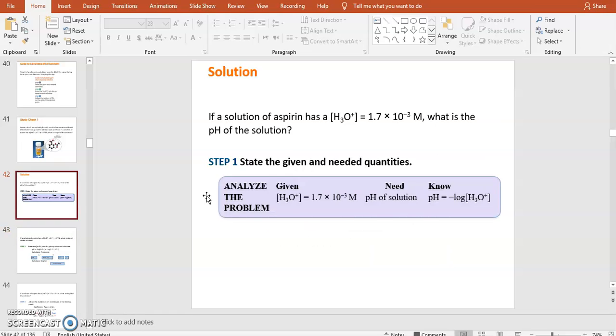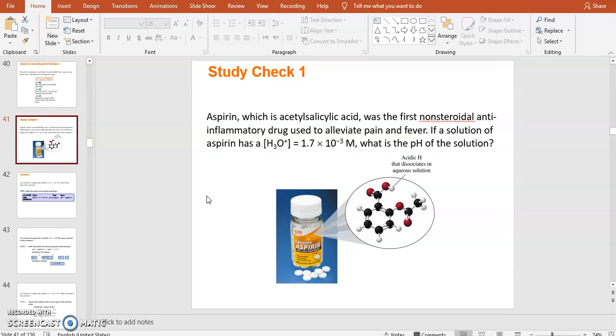So the problem here is saying aspirin was the first non-steroidal anti-inflammatory drug used to relieve pain and fever. If a solution of aspirin has a hydronium ion concentration of 1.7 times 10 to the power of minus 3 mole, what is the pH of the solution?